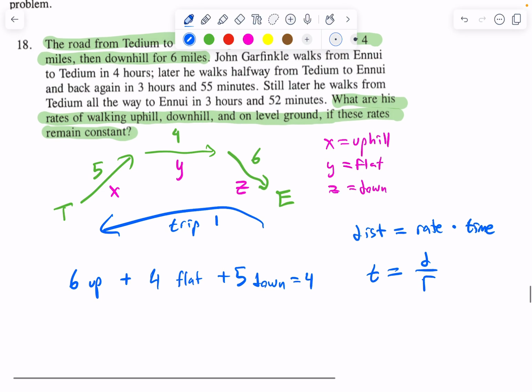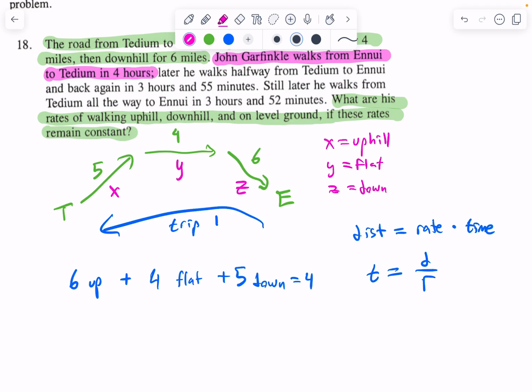The next one: he walks from ennui to tedium in 4 hours. He later walks halfway there. Keep in mind, halfway is in miles distance. So the total distance is 15. I'm going to erase this, that was trip 1. Now we have to figure out our next move. We're walking halfway from T to E and then back. So he's going 7.5 over and 7.5 back. Let's write that out.